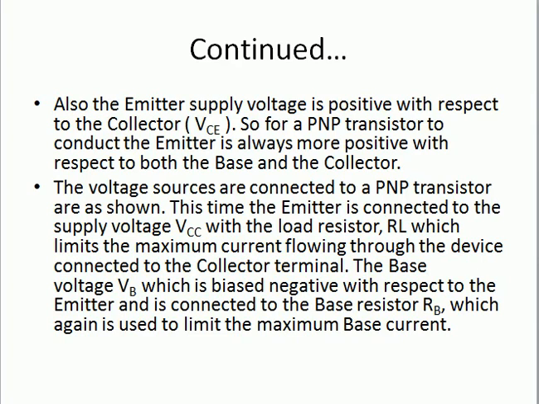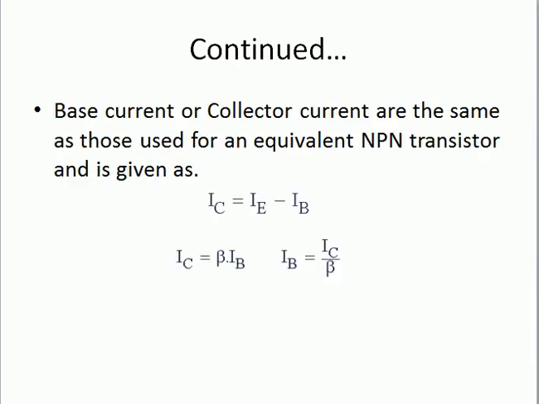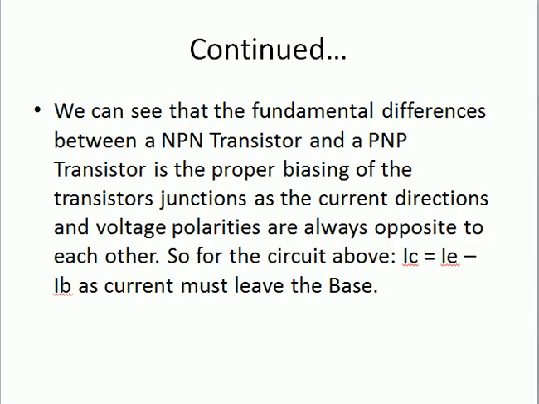The base voltage VB, which is biased negative with respect to the emitter, is connected to the base resistor RB, which again is used to limit the maximum base current. So here we have the current relation, that IC is equal to IE minus IB. It comes from IE is equal to IB plus IC, and IC is equal to beta IB, and IB is equal to IC over beta. From these relations we can get the values of these.